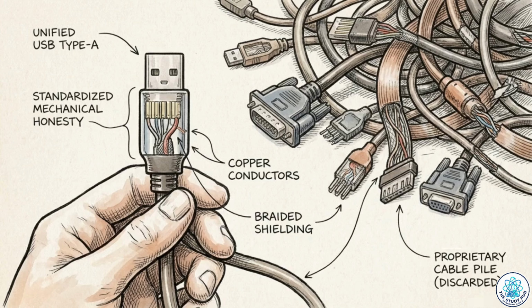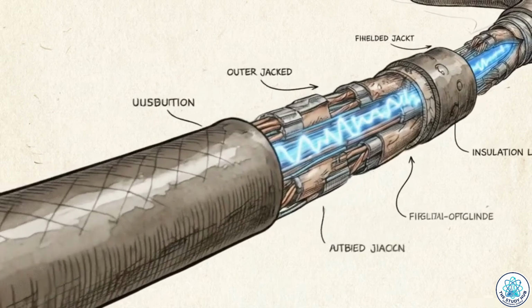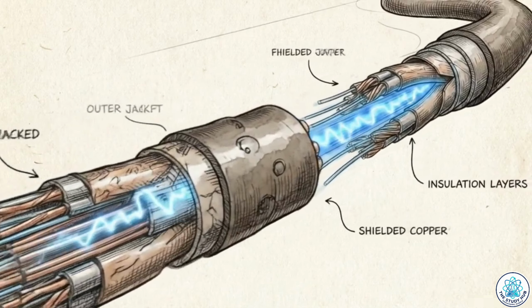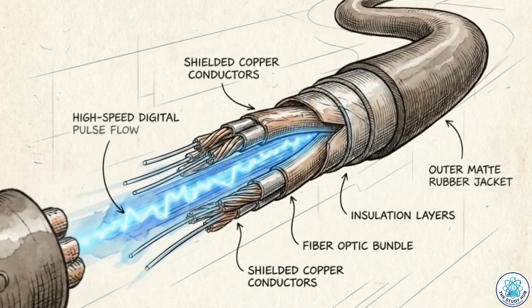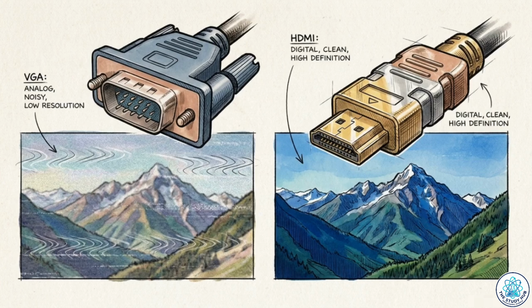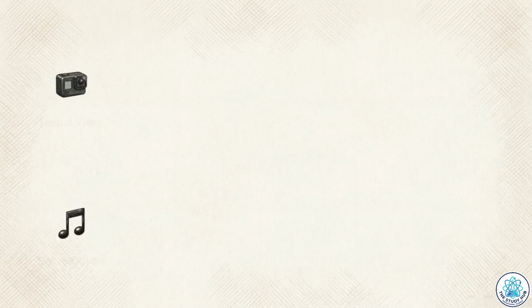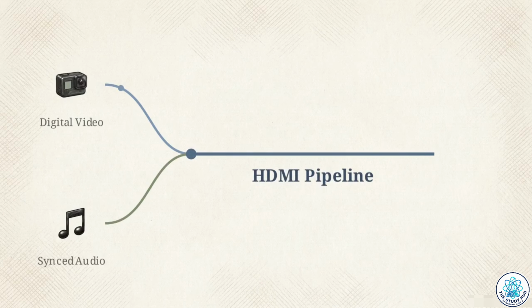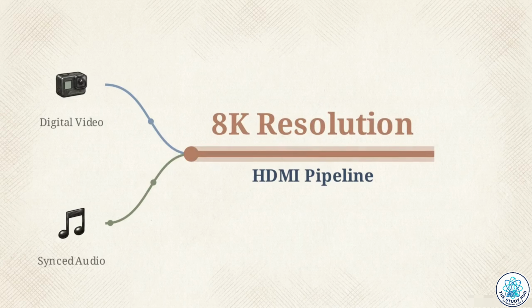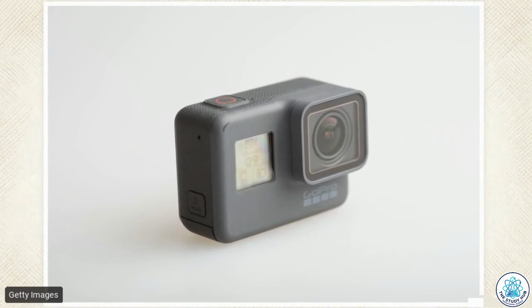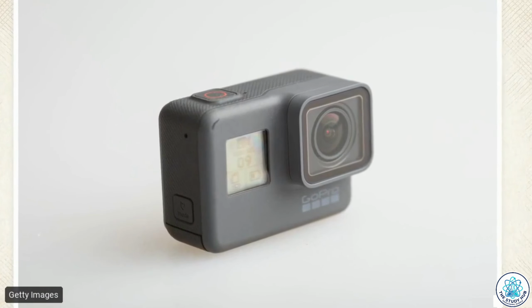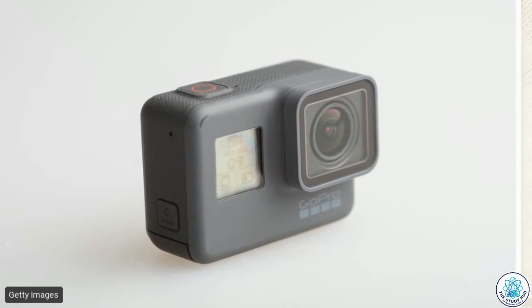USB successfully unified the physical shape of our plugs, but engineers faced a new challenge, finding a way to push massive, high-fidelity digital video streams through these standardized pipes. To eliminate the blurry analog VGA signal, the High-Definition Multimedia Interface, or HDMI, was born. It merged razor-sharp digital video and perfectly synced audio into one unified pipeline. HDMI evolved rapidly, jumping from 4K resolution at 30 Hz all the way up to 8K.